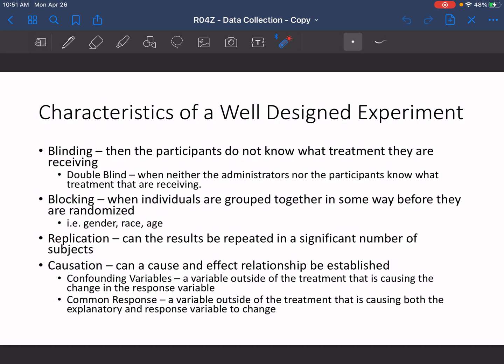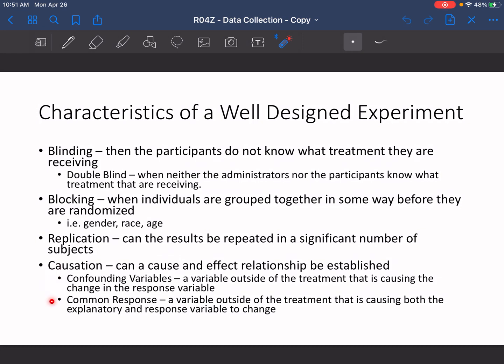We also have this idea of replication, and that's can the results be repeated in a significant number of subjects? And so that definitely defines a well-designed experiment. And then we have causation, and that's trying to determine whether or not a cause and effect relationship can be established based on that experiment.